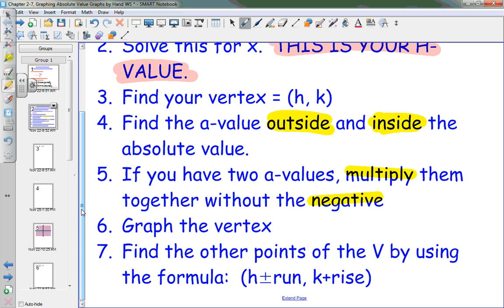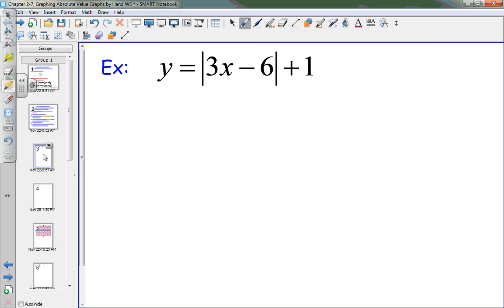Graph the vertex and then find the other points by using h plus or minus the run, comma, k plus the rise. You with me? So let's go ahead and apply this logic. So step 1, what should I do? Step 1, what's it say to do? Take 3x minus 6 and set it equal to 0.